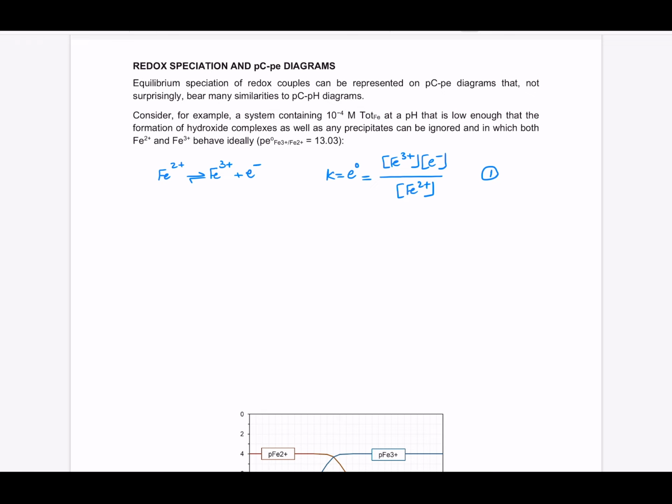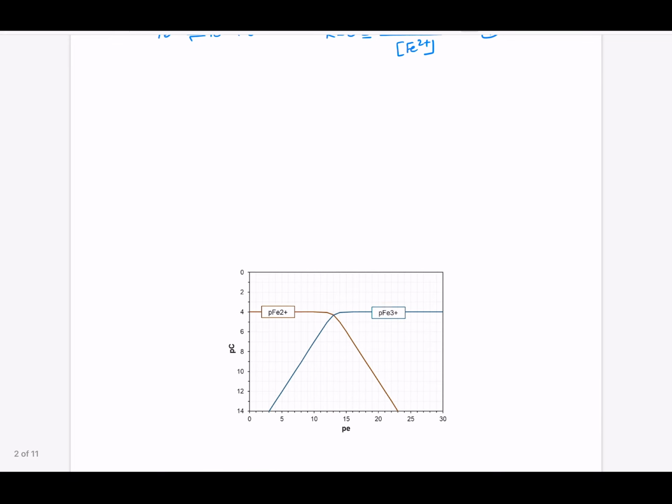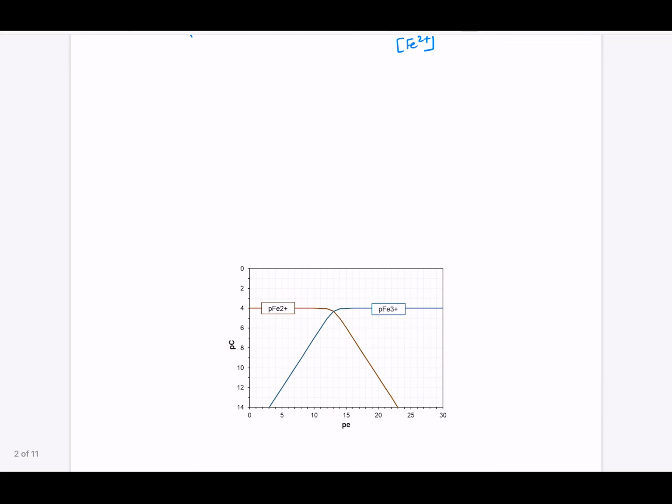Before we talk about the system itself, at higher electron activity, would you expect more of this one or this one? Conceptually speaking. Fe2+. More electron means more of the reduced species. So you have more electron to reduce Fe3+ to Fe2+. This is basically a spoiler, but this is what we get.